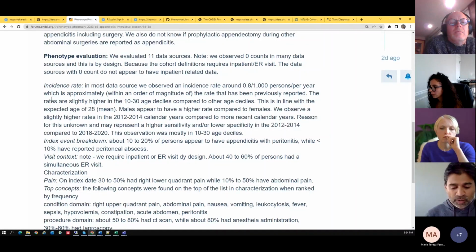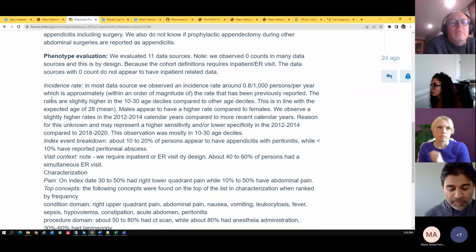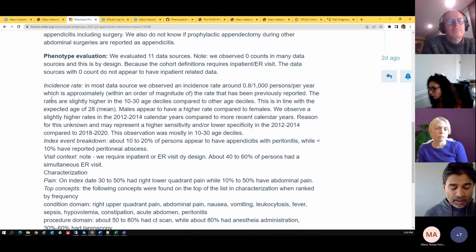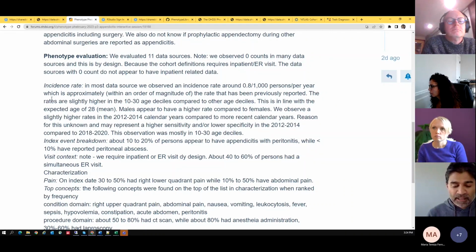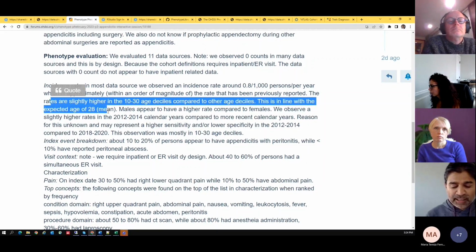So I've gone through the cohort diagnostics. As my first step, after looking at the cohort counts and the inclusion rules, I went to the diagnostic called incidence rate. In the incidence rate, I observed a difference in the rate with age and gender stratification, and I've called that out. I found that individuals in the 10 to 30 age deciles had higher rates of appendicitis compared to the rest of the age deciles.